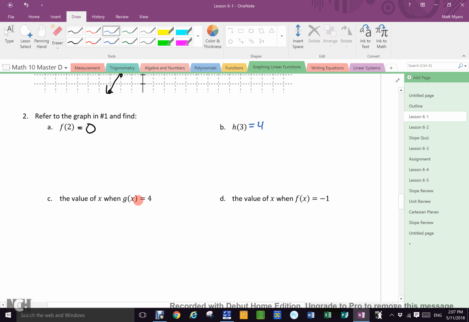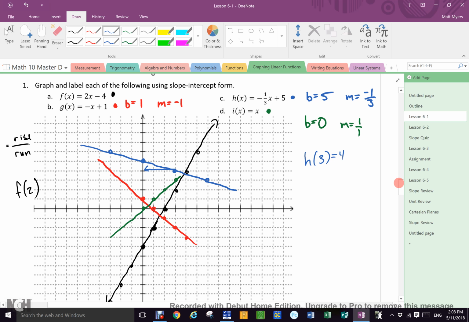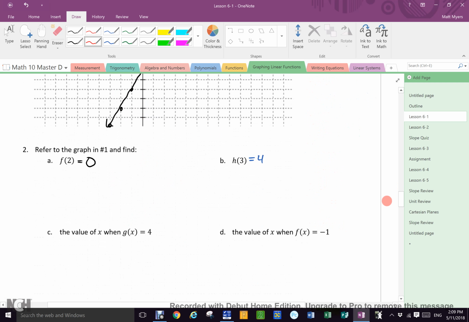What's different in C? What am I looking for? I'm looking for G, so I'm going to a different line. I'm on the x or the y-axis? I'm on the y-axis, aren't I? Because x is still unknown. So which color line is G? Red. The red line. And I need to go where y is what? 4. 1, 2, 3, 4. There. Now I got to find the red line. The G of x equals 4, so that's y equals 4. There it is. But that's not the line, is it? The line is way over here, and I'm looking for the x value. What is it? -3. The G of -3 equals 4. Everybody cool? Now you do the last one.